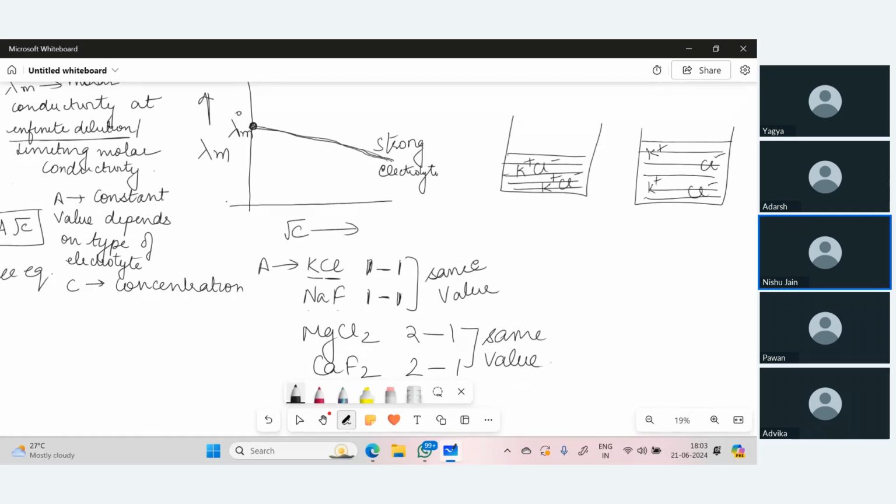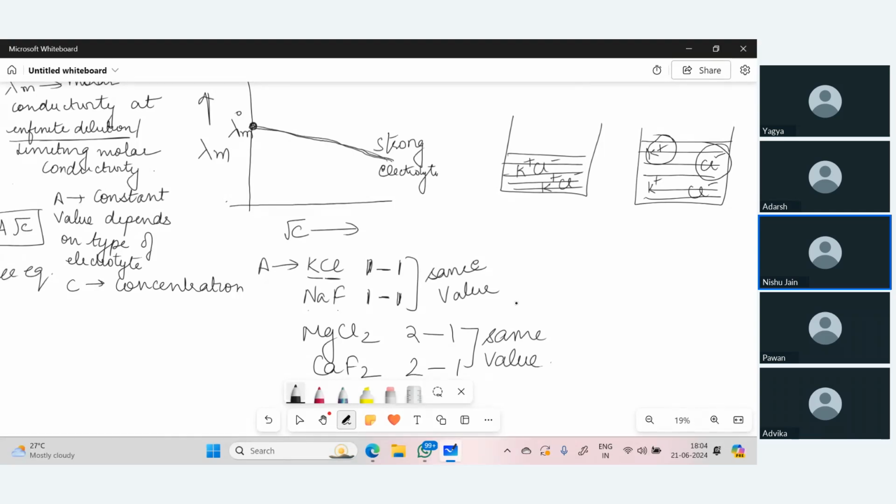If they are distributed in more volume, the force of attraction between the ions will decrease. And if the force of attraction is less, then the mobility becomes more. The more the mobility, the more the conductivity. So that is the reason, it is because of the increase in the mobility. What do you mean by mobility? Movement of the ions. The more the movement of the ions, the more is the value of molar conductivity.